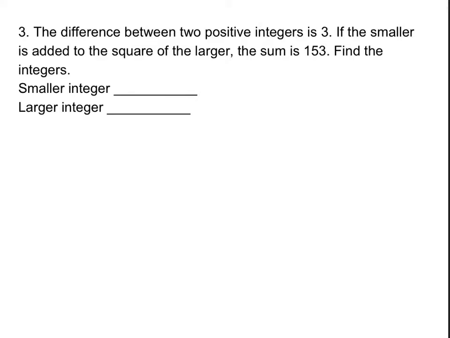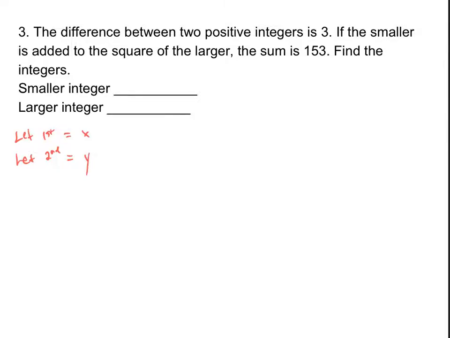Number 3, the difference between two positive integers is 3. If the smaller is added to the square of the larger, the sum is 153. Find the integers. So this one, unlike the ones before, doesn't say consecutive integers. They're just two random positive integers. So we'll let the first be x. And then we'll let the second, we're not going to say x plus 1 because these aren't consecutive. We don't know how they relate. So we'll just let the other one be y.